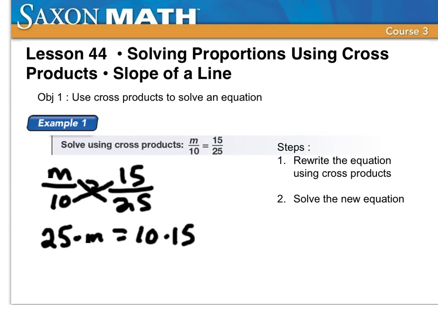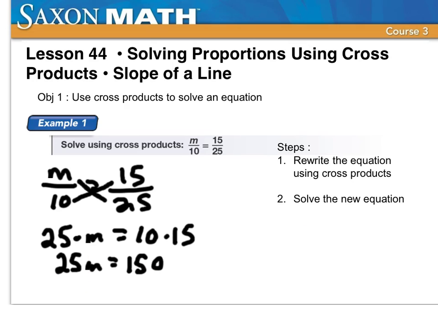Then we're going to go ahead and simplify these. Well, 25 times m is just 25m. And 10 times 15 is 150. So that's step 1, is to rewrite the equation using cross products. So I've taken this one and rewritten it to look like this by using cross products. Step 2 is to solve it.